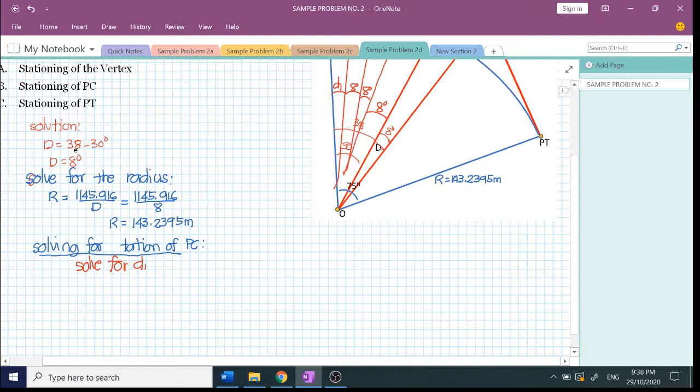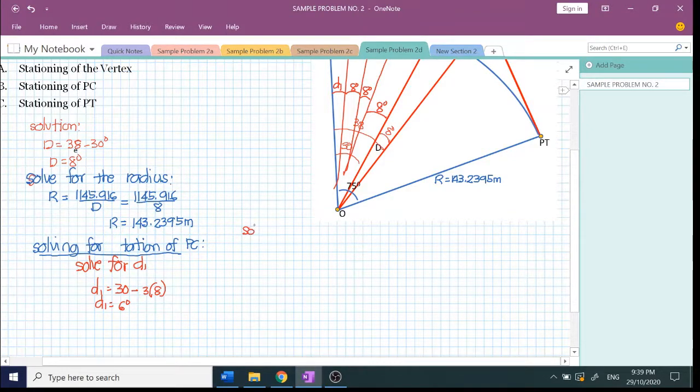So, how do we solve for D sub 1? D sub 1 will be what? That is 30, the number of full stations between the PC and point A. We have three full stations and each station has 8. So our D sub 1 will be how much? 6 degrees. After solving D sub 1, we can now solve for our C sub 1.